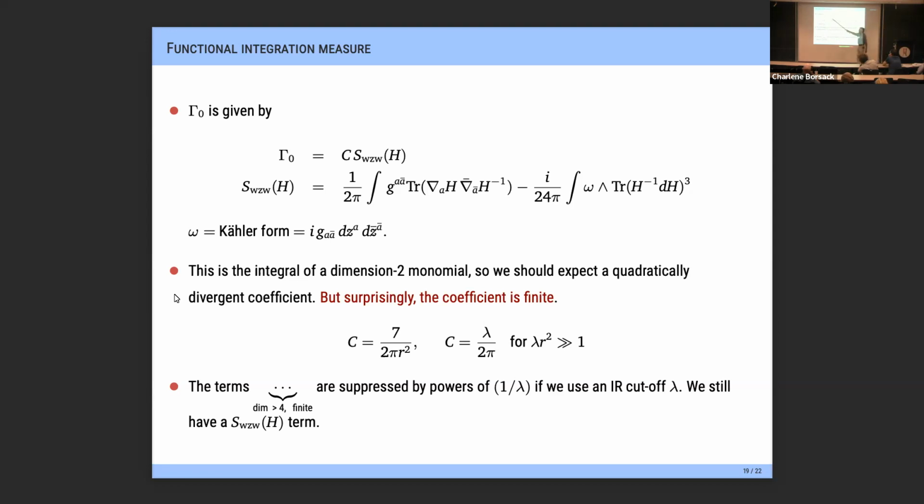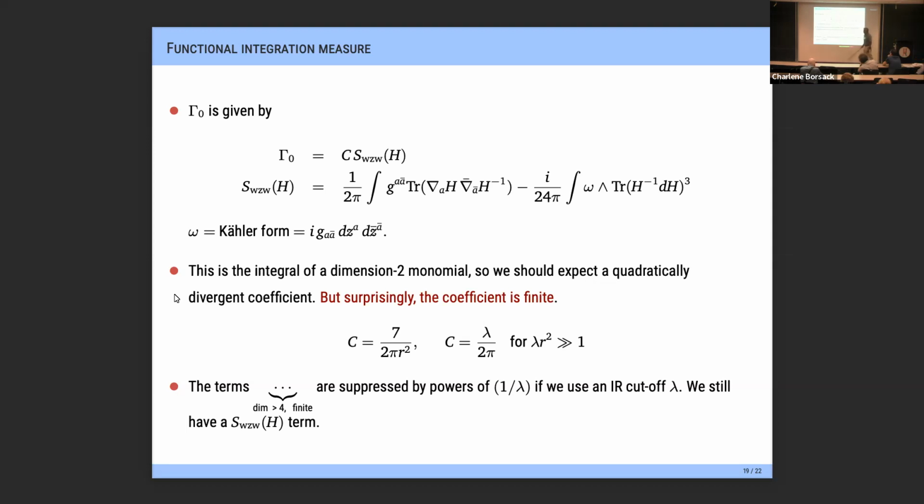The coefficient here, because this is a dimension 2 operator, you would expect just on dimensional grounds that it can come with a quadratic divergence. But here is where we find a big surprise. All the divergences cancel out. This coefficient here is actually finite. So that's good. We don't quite know what to make of it, but it is definitely an intriguing result. We can in fact calculate the coefficient exactly.